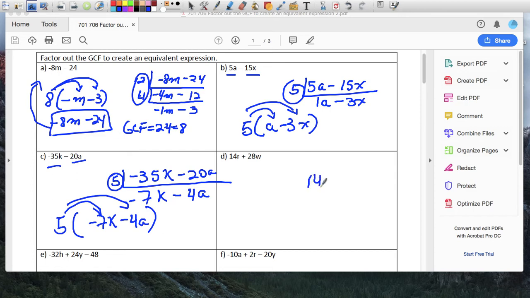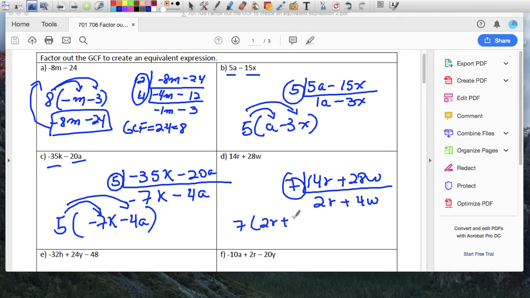20. 14r plus 28w. Let's pull out a 7. 7 goes into 14 2 times, plus 7 goes into 28 4 times. GCF is 7, so it'd be 7 times 2r plus 4w. Okay, and you can, again, always double check by applying distributive property and see if you get these two terms.